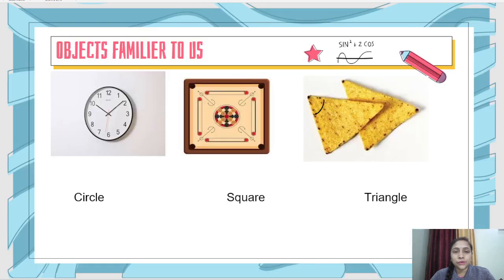So now you can see on your screen different types of objects. These objects are very familiar to you. As you can see, in the first picture there is a clock, the second one is called a carom board, and here, everyone's favorite, this is known as chips. You can see they are all of different types.